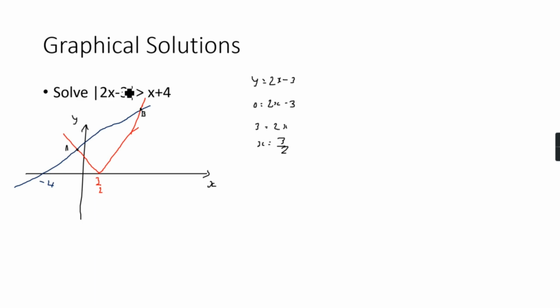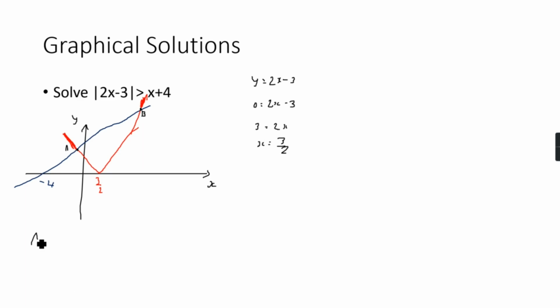Let's consider the inequality, and we're asking when is the modulus graph of 2x take 3 greater than x plus 4. In other words, when is this graph, the red lines, above this graph, the blue lines? Well, we can see, if I were to really make it obvious, it's this bit here, and this bit here. So let's try and find the solutions for A and B, and then we can go from there.